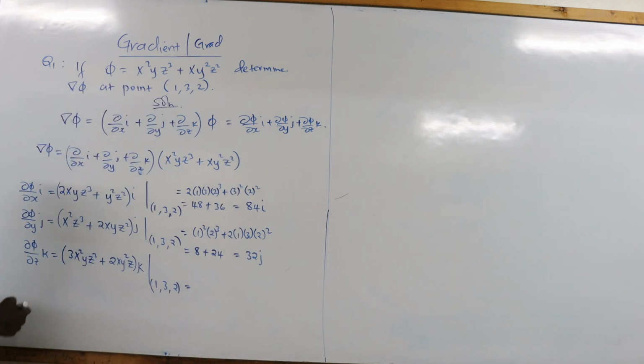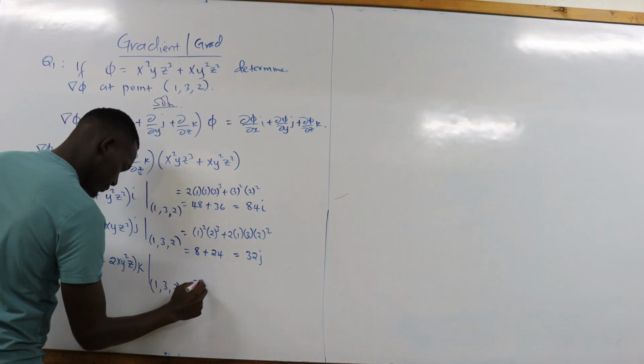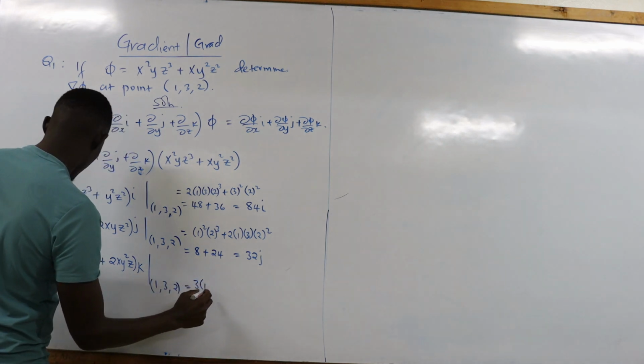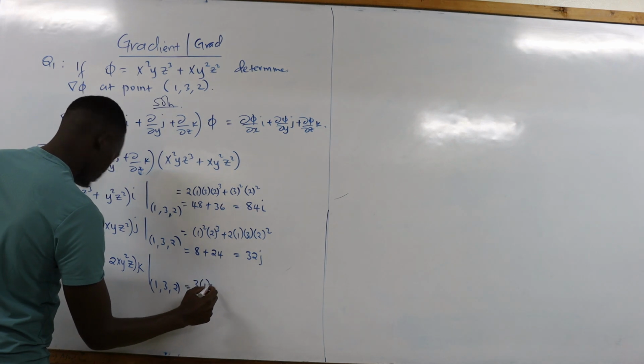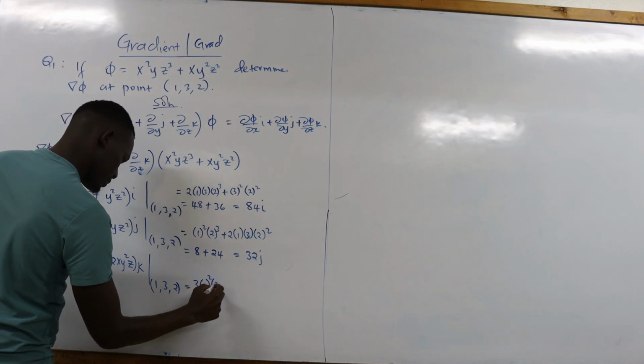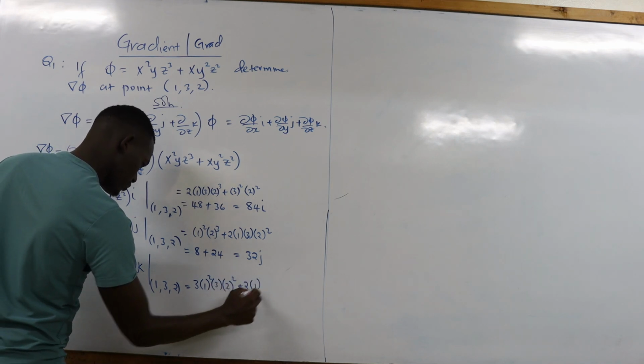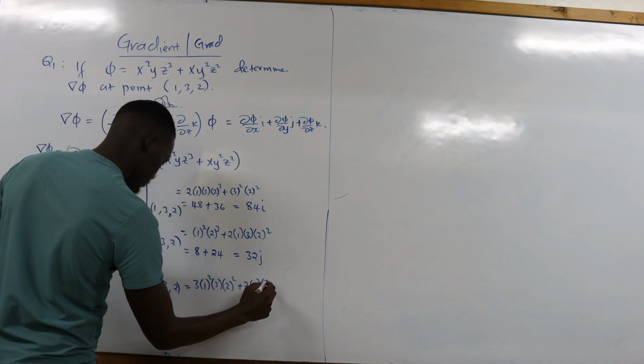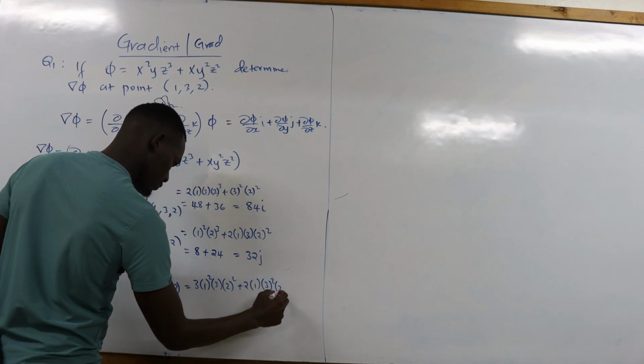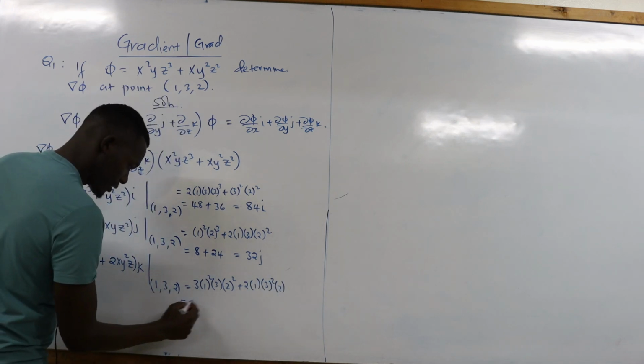Then lastly, I have 3 into bracket 1 squared plus 3 plus 2 squared plus 2, then I have 1, then I have 3 squared, then I have 2. So again, I can have my values.